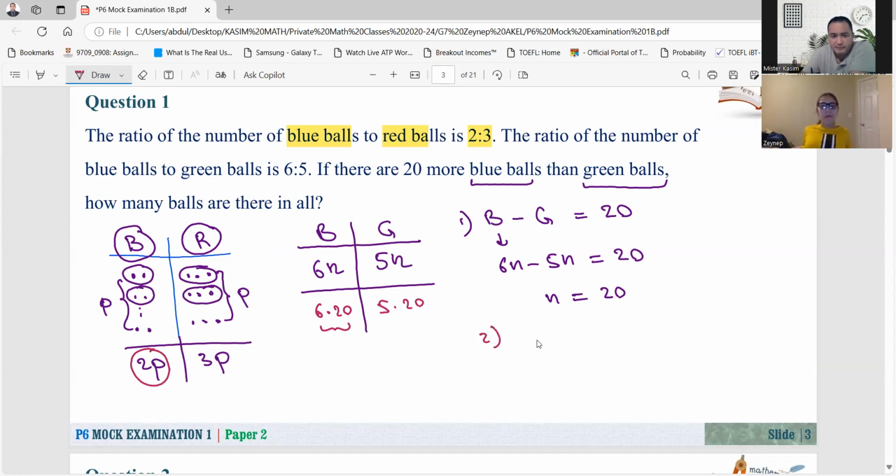But here, I can find P so that I can find the number of red balls. Okay, so number 2, then blue balls, right? So that's equal to 2P. I know that it is 120. 2 times what number is 120? P is equal to 60.